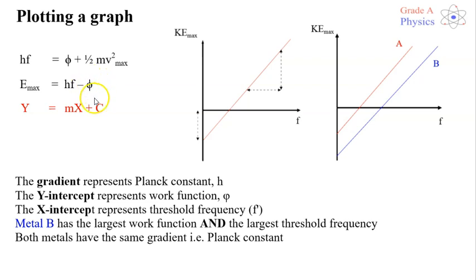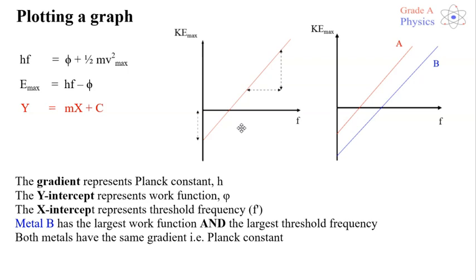The y-intercept is always going to be negative, and the y-intercept will be the work function. This is a very typical exam question. You might be presented with a question like this, and you have to either calculate a value for the gradient, which should be equal to the Planck constant. They might ask you to read off the values. So the y-intercept would be equal to the work function, and we can ignore the minus. The x-intercept is the threshold frequency.